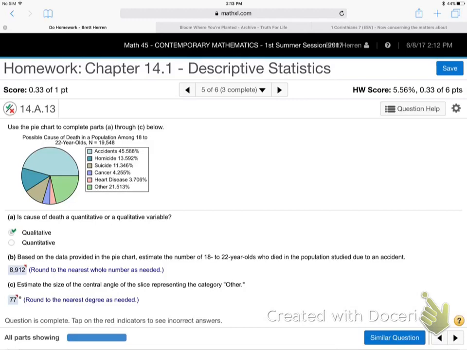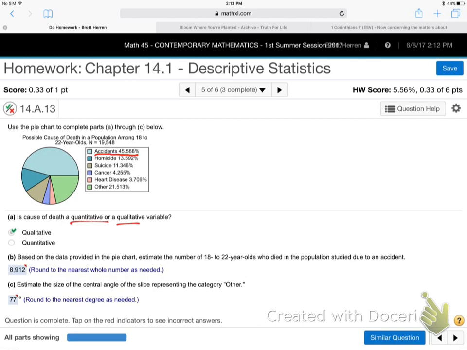Okay, so, possible cause of death in population among 18 to 20. What makes 18 to 22-year-olds die? Usually, what does it say up there? Accidents, right? It's not usually a heart attack or something, although there's 3.7% that have that. So then, is cause of death quantitative or qualitative?